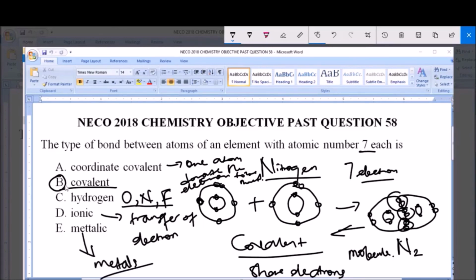So the answer to this question is option B, covalent bond, because of the sharing of electrons among these two atoms. That is, both atoms donated the electrons to be shared.